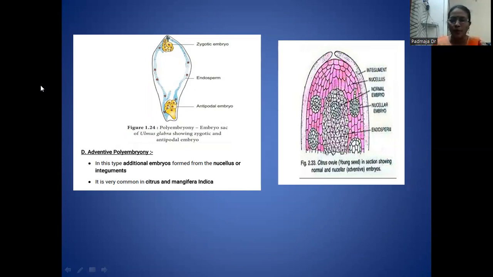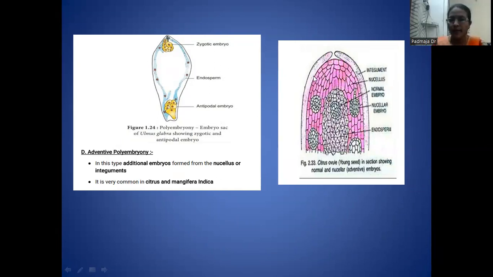So this forms antipodal embryos. And the next one is adventive polyembryony. In this, adventive embryos are formed from the nucellus. The important point is the cell from which adventive polyembryony is formed, which may be the nucellus or the integuments. If embryos are formed from the nucellus or integuments, that type of polyembryony is called adventive polyembryony. It is very common in citrus and Mangifera indica.